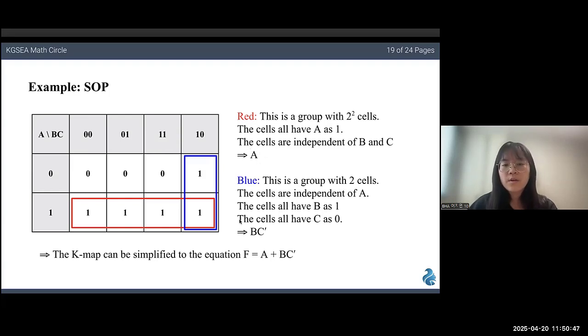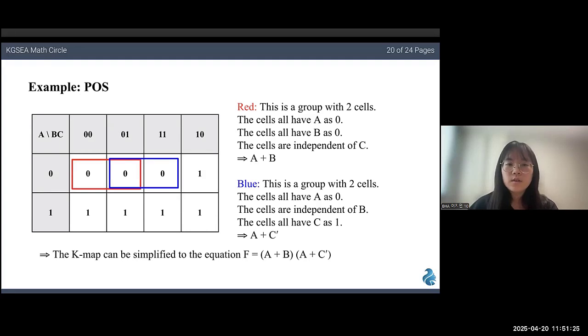And another group that we can create is this blue group, which is a group with 2 cells. These cells are independent of the values of A, and these cells all have a value of B as 1 and C as 0. And since we have B as 1, we could use the original value of B, and since C is 0, we could use the complement value of C. So overall, we could deduce the expression B times complement of C. So adding these values for the 2 groups, the K-map can be simplified to the equation F equals A plus B times the complement of C.